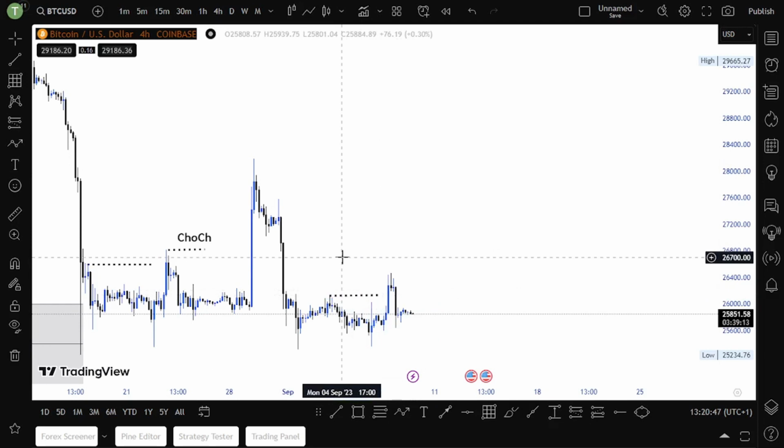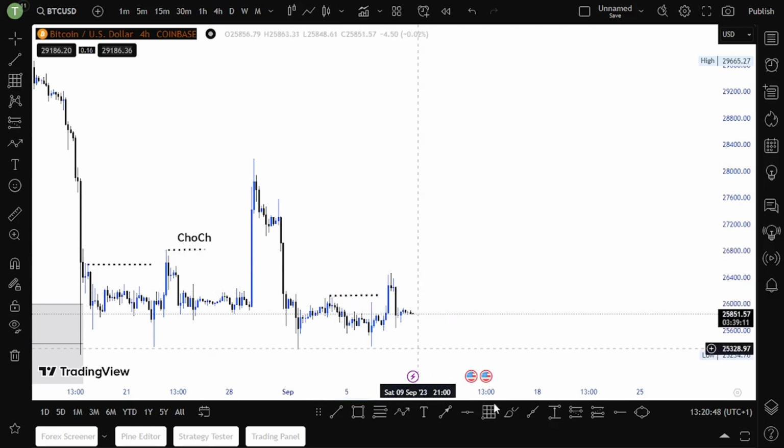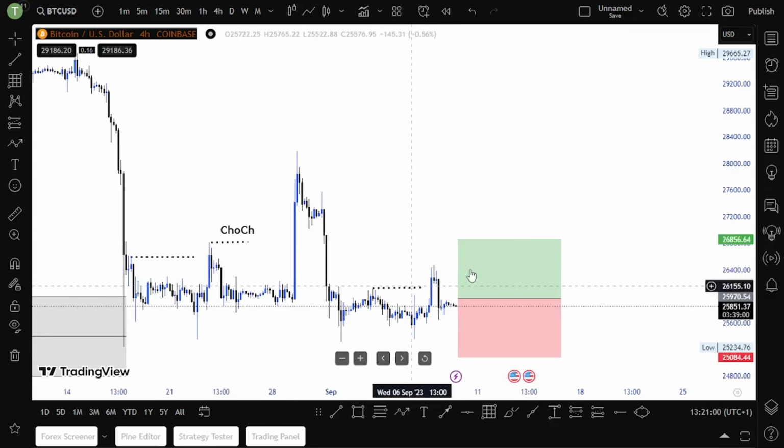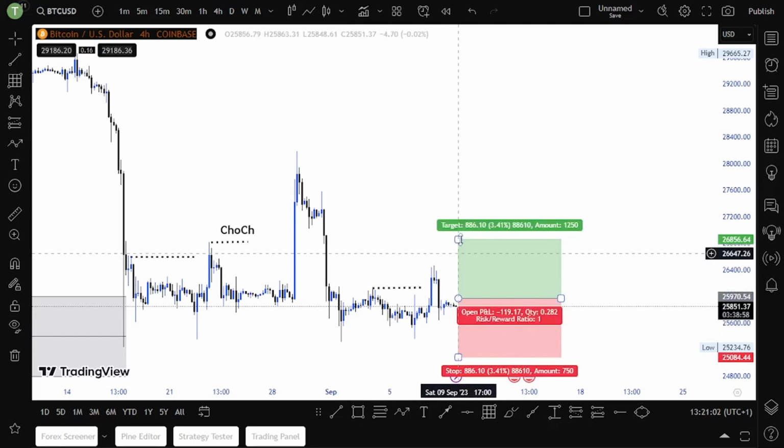As you can see, Bitcoin is just consolidating around this area. So in my case, because price is currently at a demand zone, if it breaks up here, I would enter buys.